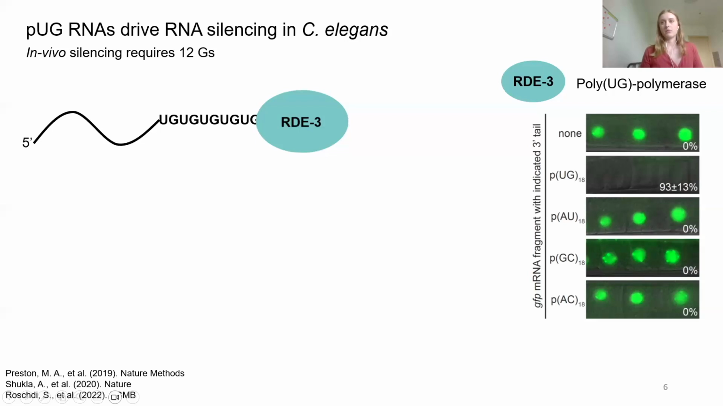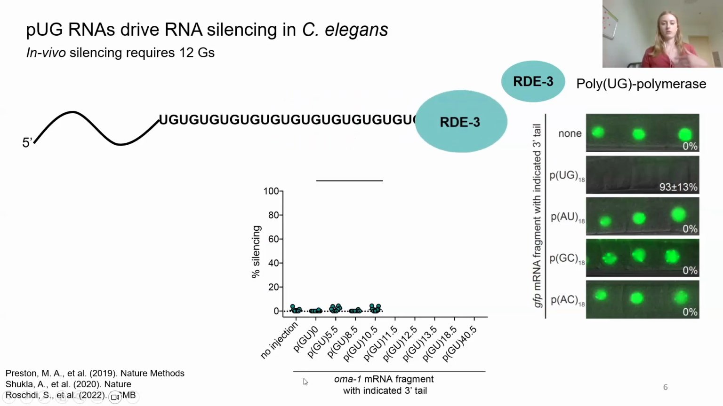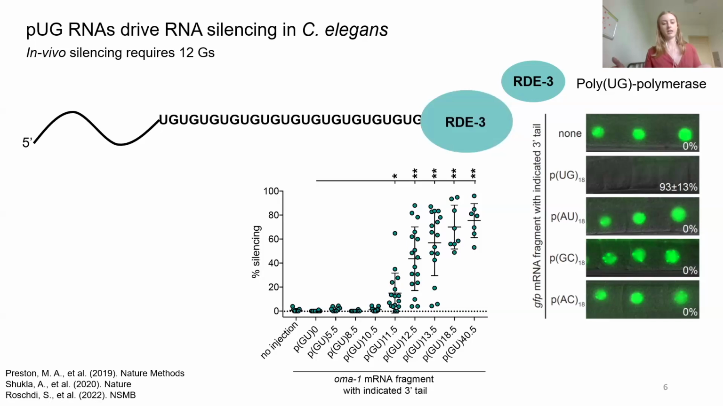But it's not quite as simple as just, does it have a tail? What you also have to have is a certain length threshold. So when you have shorter pug repeats, there is no silencing activity. But once RDE3 moves a little further and we get to a certain length threshold, we now start to see potent silencing activity in C. elegans.